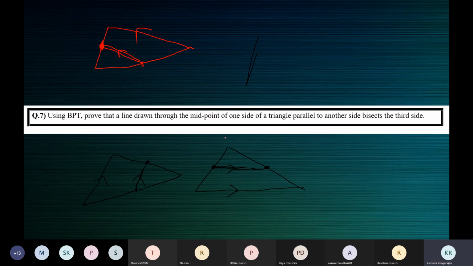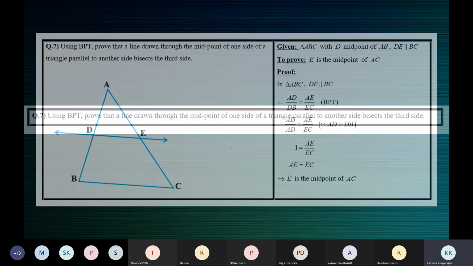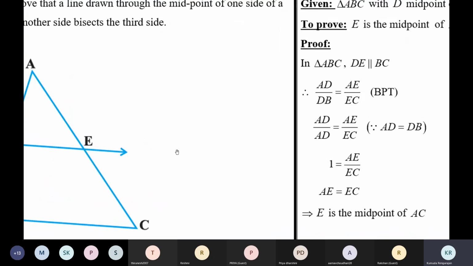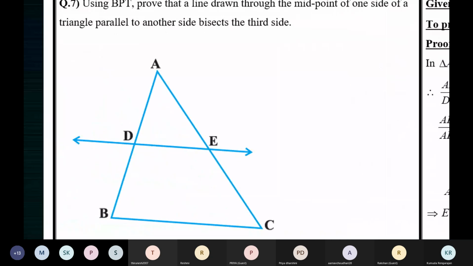So if I name this, no, I think we have the figure on the next slide. So if it's given that D is the midpoint of AB, and since I zoomed it, I lost it. One second.